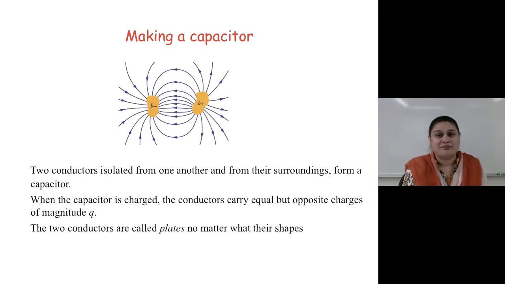So how do we make a capacitor? A capacitor is a very simple device, physically, when you think about it. Two conductors that are isolated from each other and from their surroundings form a capacitor. When a capacitor is charged, the conductors carry charges of equal magnitudes but opposite signs. The two conductors are called plates, no matter what their shape looks like.